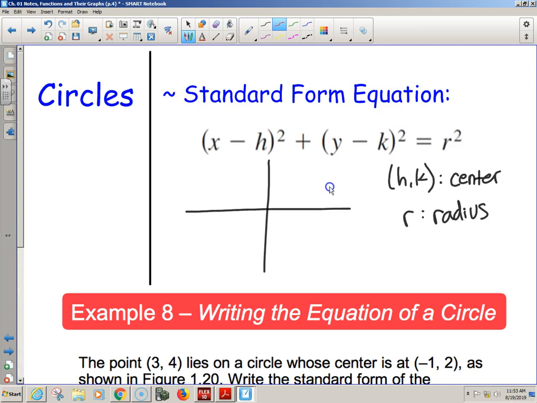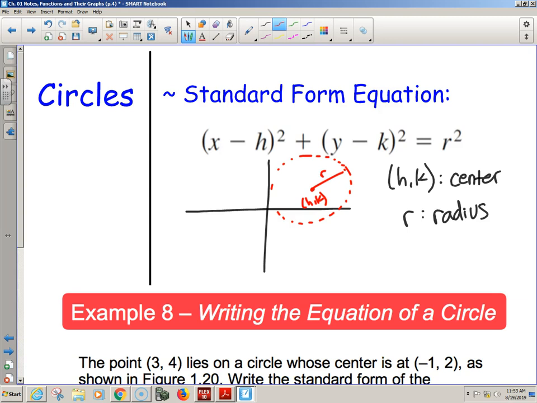So what if we have a center way out here with a random radius here? If we know the center and if we know the radius, it's no big deal, right? Just throw it into the equation. We have the equation, no big deal. Just pull out the center, pull out the radius, and get a graph.